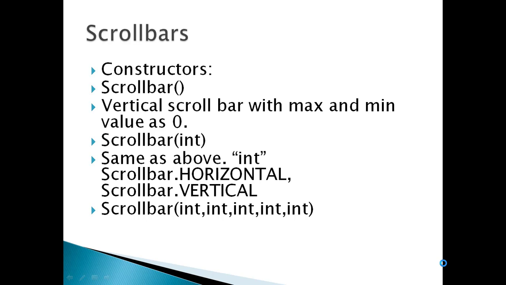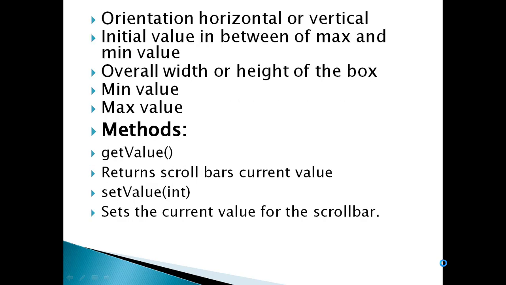Okay, next constructor is Scrollbar with 5 integer values. These specify the orientation, horizontal or vertical, the initial value, in between the min and max value, the thumb size, which is the overall width or height of the box, then the min value and max value. These are the 5 values in that constructor: orientation, initial value, thumb size of that scroll bar, min value, max value.